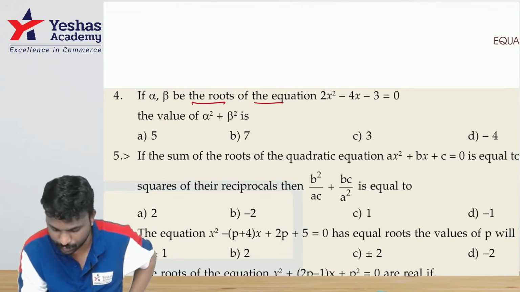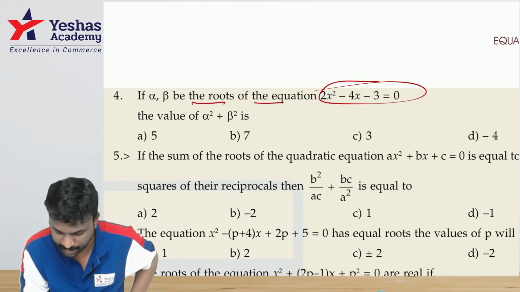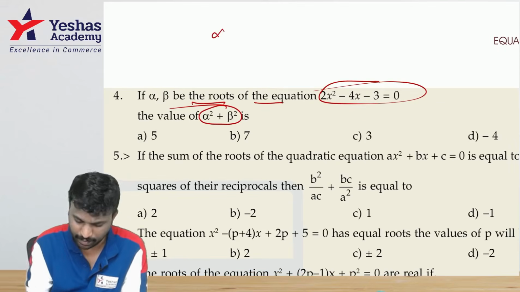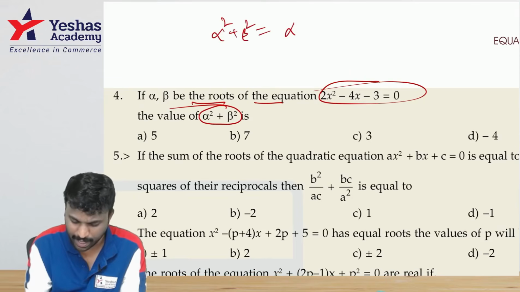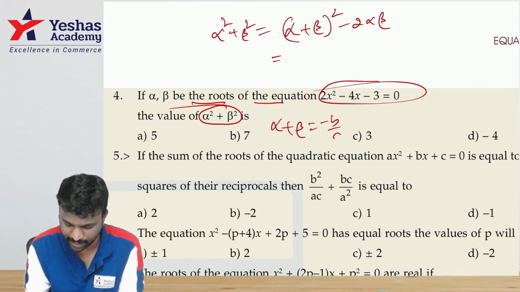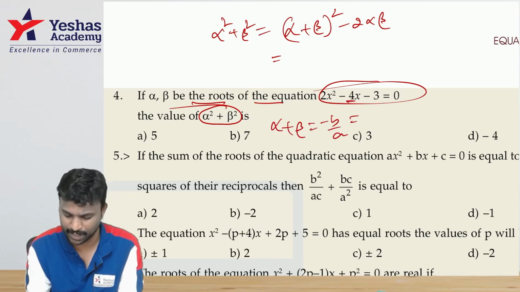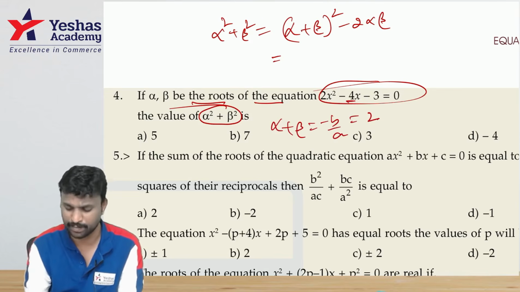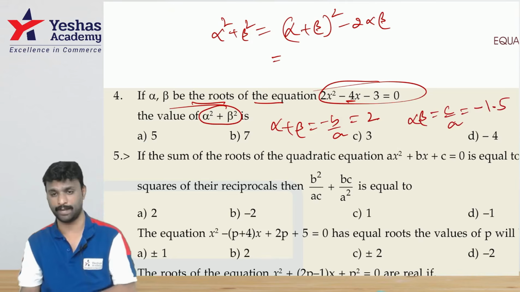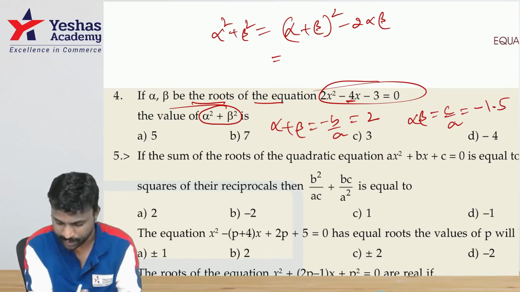Alpha and beta are the roots of this equation. They're asking us to find alpha square plus beta square. Guys, how do you complete the squares? Alpha square plus beta square is (alpha plus beta) the whole square minus 2 alpha beta. Yes or no? Guys, alpha plus beta is the sum of the roots. What is the sum of the roots? Minus b by a. So minus of minus 4 is plus 4. Plus 4 by 2 is 2. So the sum of the roots is 2. And the product of the roots is c by a, which is minus 3 by 2, which is nothing but minus 1.5, isn't it?